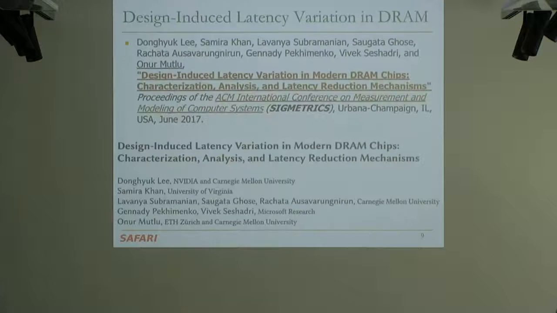Any questions? And that's the paper. This is another Sigmetrics paper. It's one of the long papers, actually. Sigmetrics is a nice conference. You can write long papers, basically.